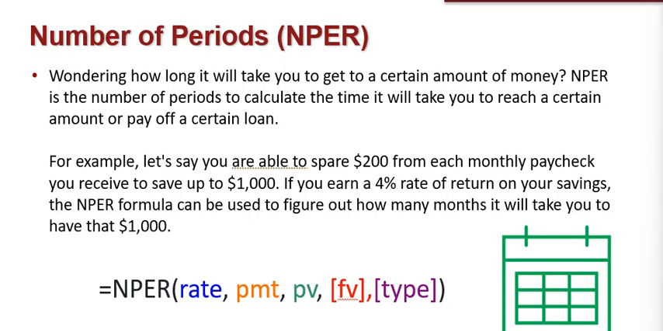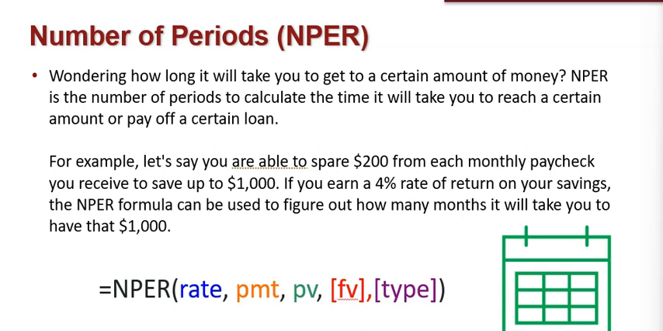Wondering how long it's going to take you to get to a certain amount of money? The NPER function is the number of periods to calculate the time it's going to take you to reach that certain amount or to pay off a certain loan. Let's say you're able to spare $200 from each monthly paycheck you receive to save an amount of $1,000. If you earn a 4% rate of return on your savings, the NPER formula can be used to figure out how many months it's going to take you to get to that $1,000.